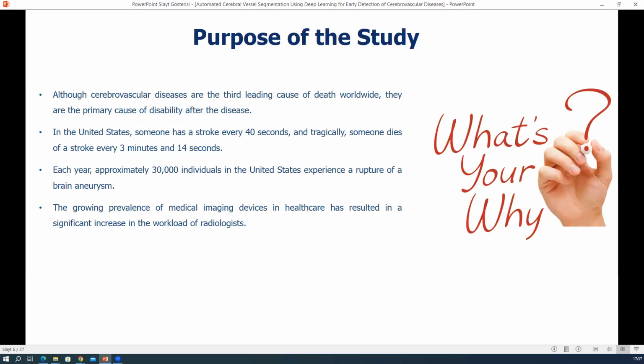Purpose of the study: although cerebrovascular diseases are the third leading cause of death worldwide, they are the primary cause of disability after the disease. In the United States, someone has a stroke every 40 seconds, and tragically, someone dies of stroke every 3 minutes and 14 seconds. Each year, approximately 30,000 individuals in the United States experience a rupture of a brain aneurysm. The growing prevalence of medical imaging devices in healthcare has resulted in a significant increase in the workload of radiologists.